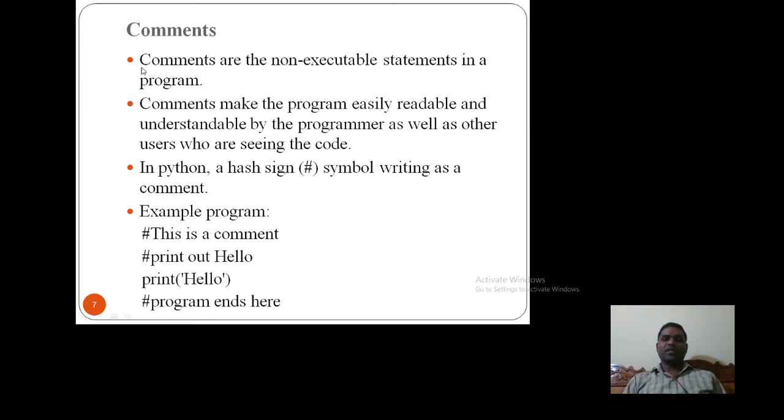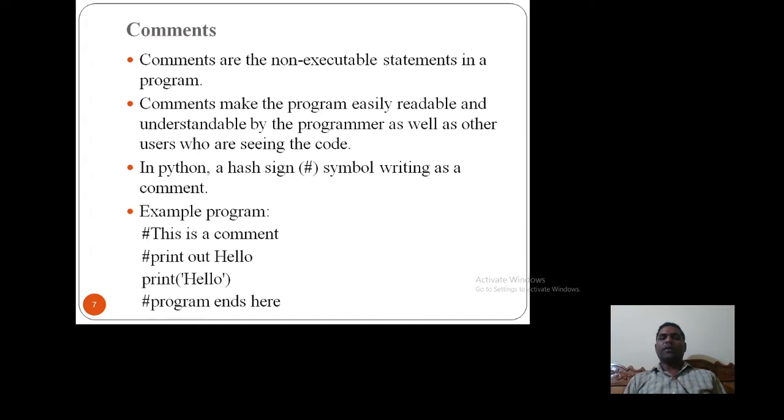That's where the second statement is saying comments make the program easily readable and understandable by the programmer as well as other users who are seeing the code. Comments are useful so the programmer can easily read and understand, I can also read and understand in future, and so can other users who are seeing this code. Anyone who is seeing that code can understand it easily. That's where I require a comment. And in Python we have two types of comments. The first type is single line comments and the second type is multi-line comments.